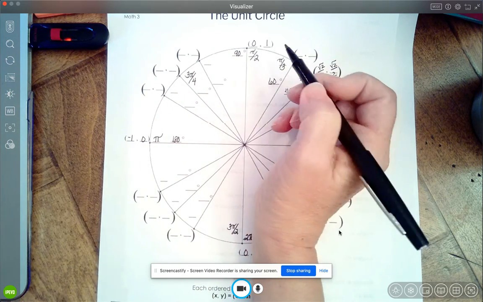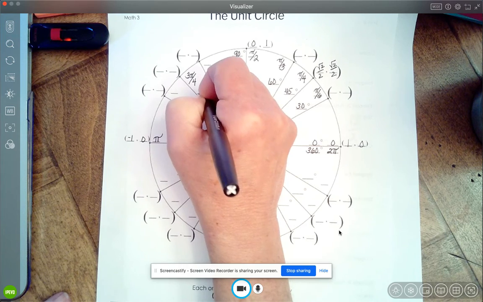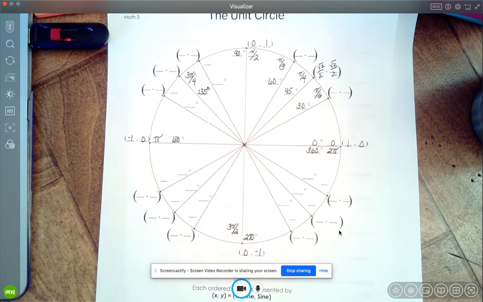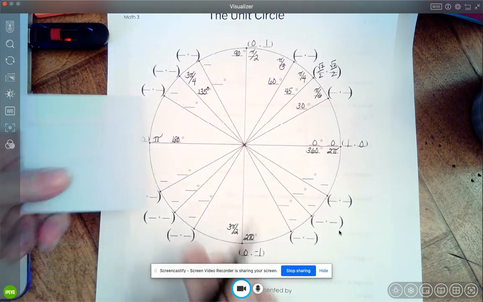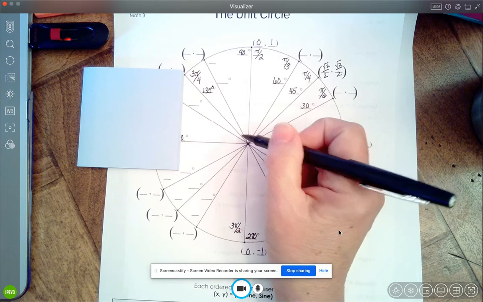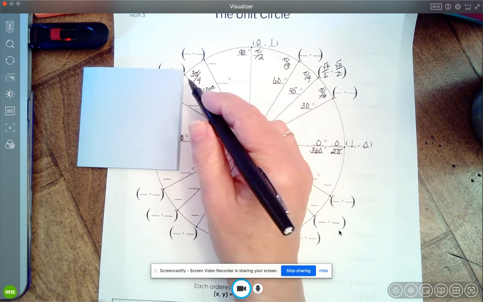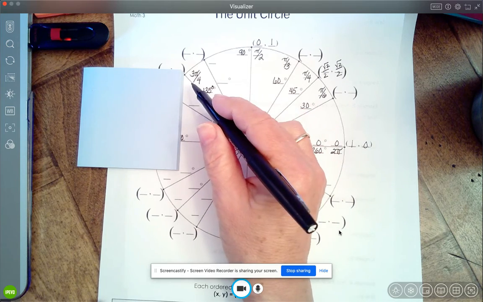Or we can also say this is 135 degrees. Because if I'm looking at this point, this is my 45 degree angle. Here's my 90 degree angle. If this is 45, that has to be 45.